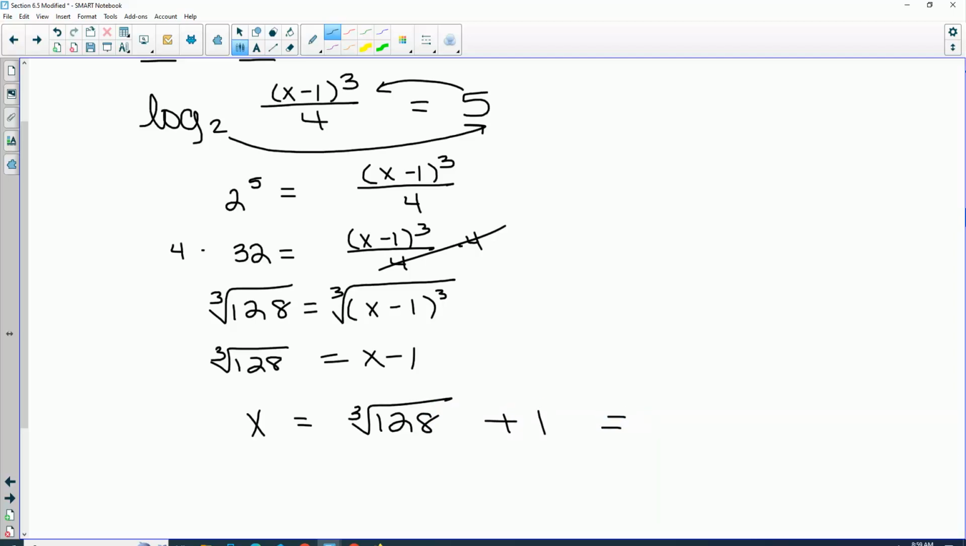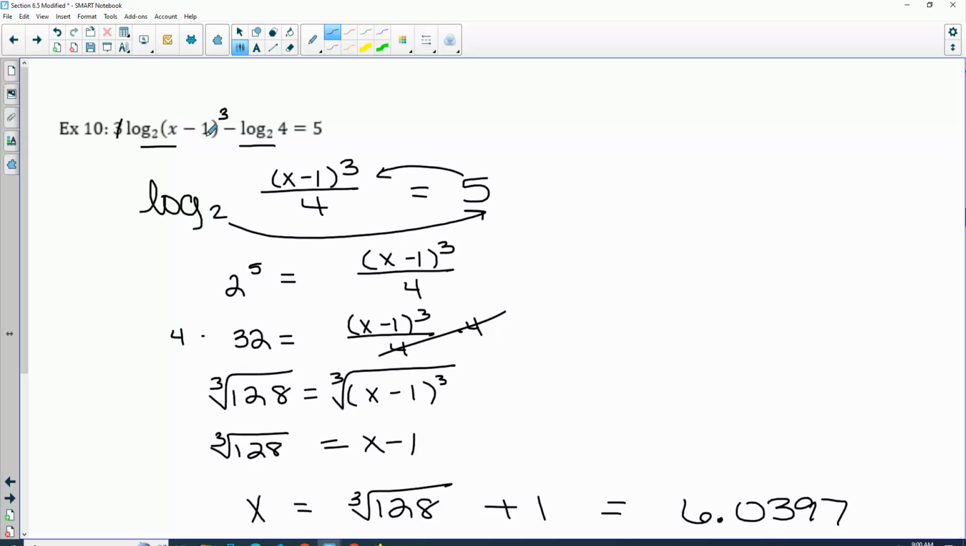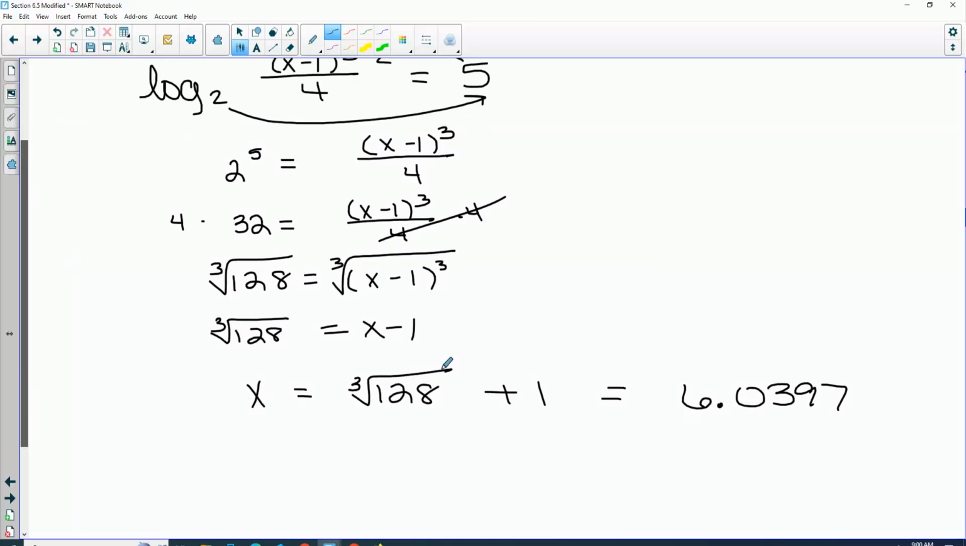Or if we are doing our decimal answer, it's 6.0397. Or if you were going to 3 decimal places, I think that's what the Math Excel was asking for last night, 6.04 would be what it rounded to. And we just need a quick check. If we put in a 6 point something, 6 minus 1 is positive, so my arguments are positive. We don't have to worry about that. So it does work.